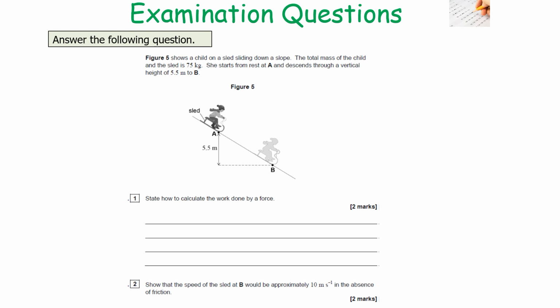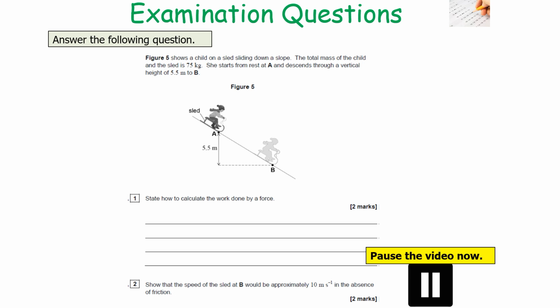Figure 5 shows a child on a sled sliding down a slope. The total mass of the child on the sled is 75 kilograms. She starts at rest at A and descends through a vertical height of 5.5 meters to B. First, state how to calculate the work done by a force, then show that the speed of the sled at B would be approximately 10 meters per second in the absence of friction. So pause the video now, then unpause the video when you want to go through your answer.